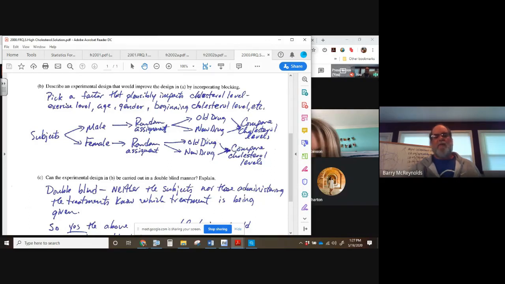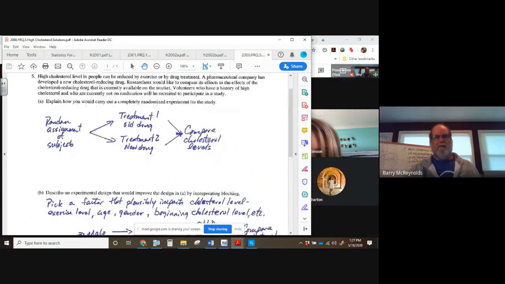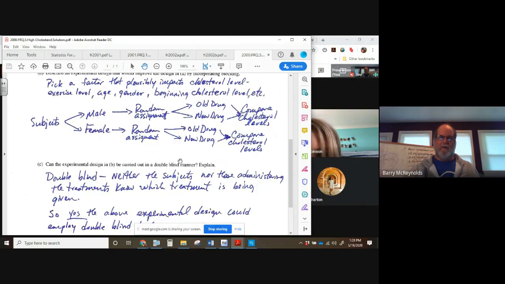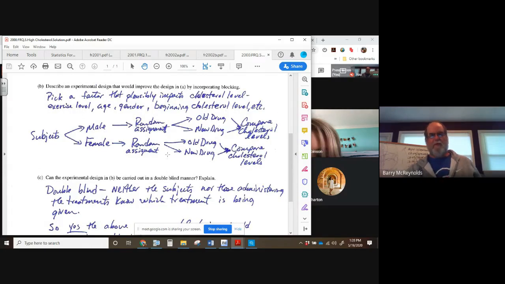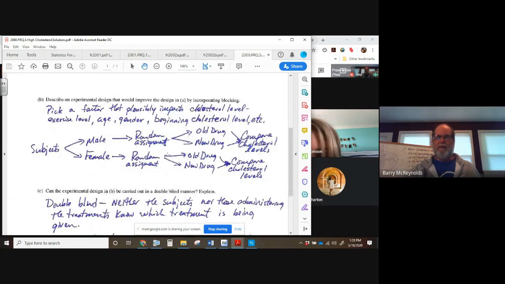So I brought this up yesterday, or I threw this out at you yesterday, really just to talk about what is this notion of blocking in an experiment and what is the notion of double blind in an experiment. So hopefully that'll help that be fresh in your mind when you open up the test on Friday.